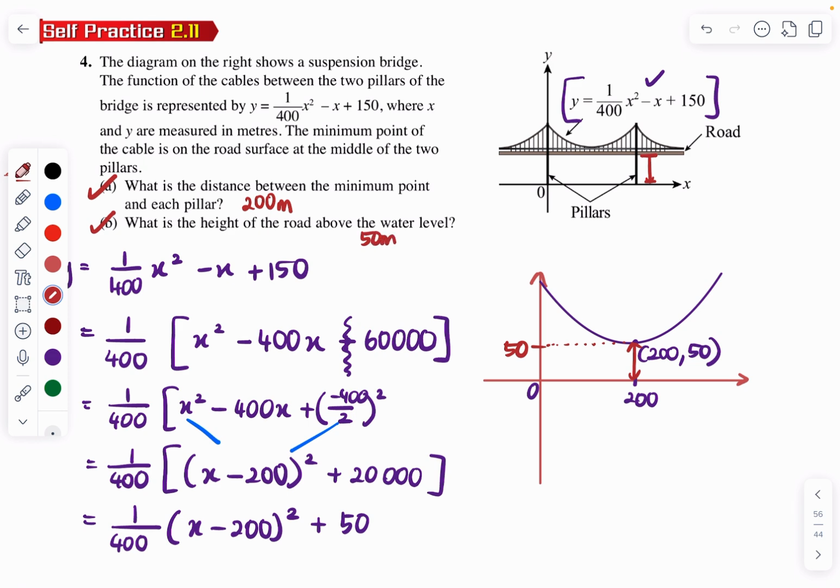That's it. Okay, so by finding the minimum point, we get to find the distance between the pillar and the minimum point. And we also get to find the height of the minimum point to the road. Sorry, the road to the sea level, water level. That's it.